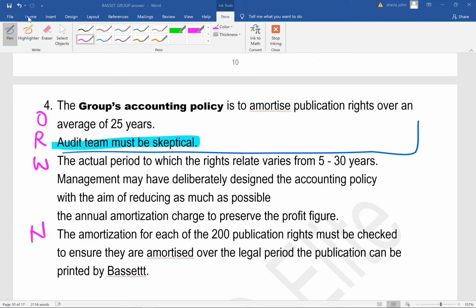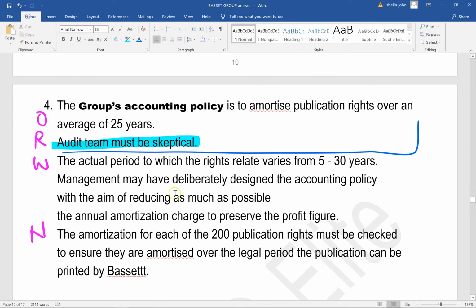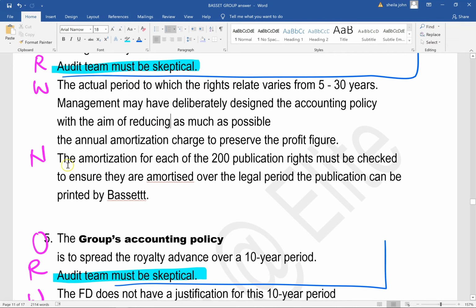Next point is on the group accounting policy to amortize the publication rights over the average of 25 years. We're making the requirement for the team here to be skeptical. Why do they need to be skeptical? Because the rights actually relate to a period of 5 to 30 years, and therefore it's ridiculous that they're doing it over 25 years. So now what do they have to do? Now they have to look at the amortization for each of the 200 publication rights to make sure that they actually amortize over the legal period itself and not some arbitrary period of 25 years.